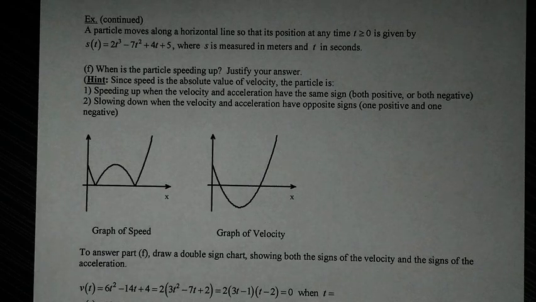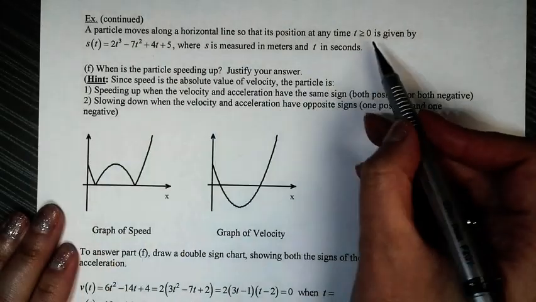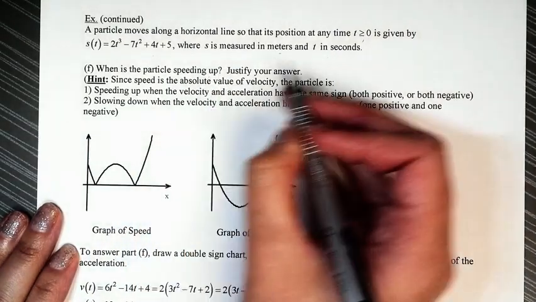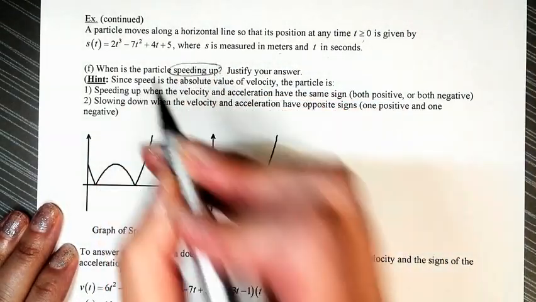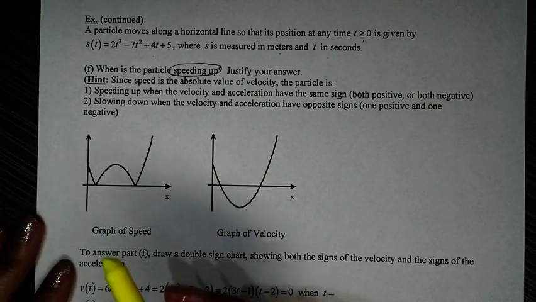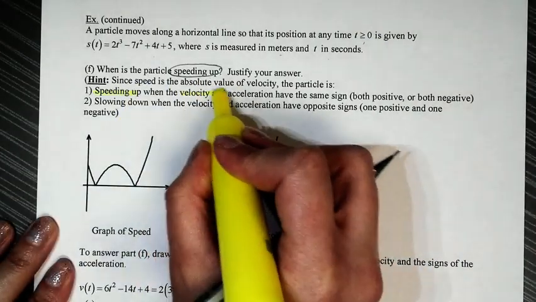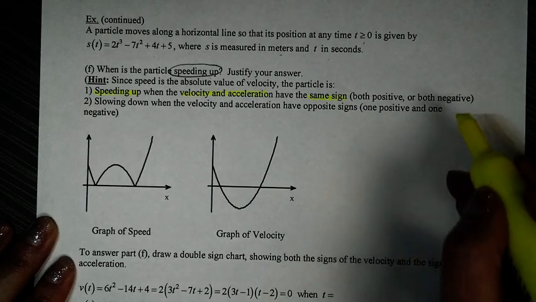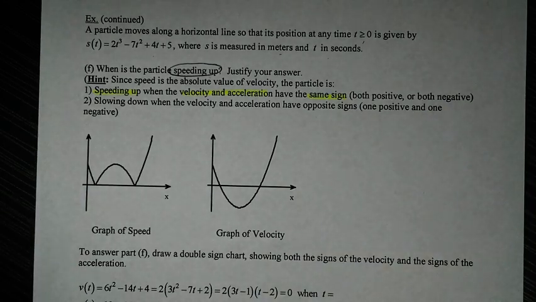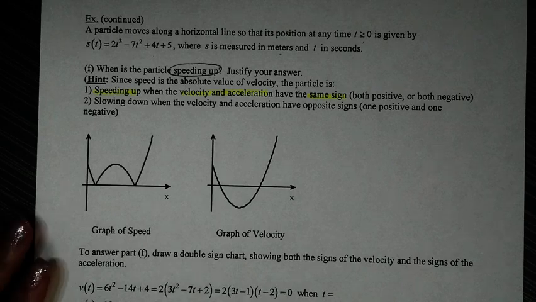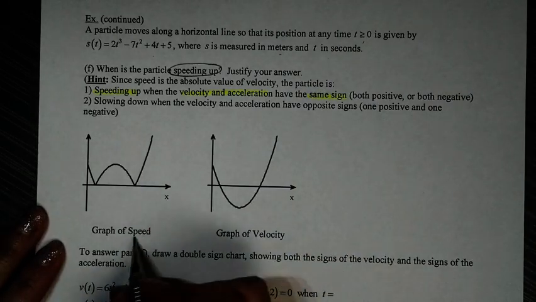For this part of the problem, you have the same equation, the same conditions, the same units, but they are asking when the particle is speeding up, and they want you to justify your answer. So the first thing you need to recognize is the meaning of a particle speeding up. A particle is speeding up when velocity and acceleration have the same sign, meaning both are positive or both are negative. Slowing down, on the other hand, is when velocity and acceleration have opposite signs, meaning one is positive and the other is negative.